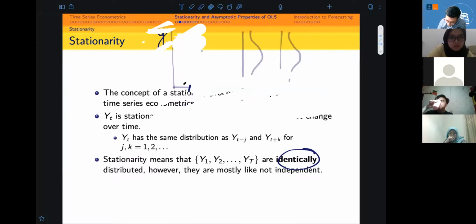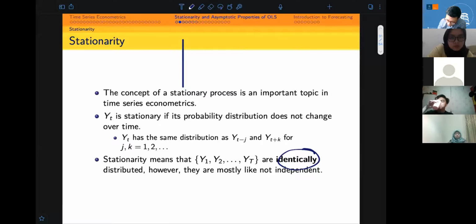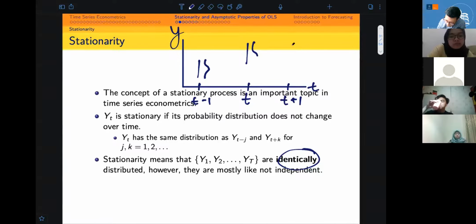Okay. Suppose that this is the time dimension, this is the y variable. Suppose that this is t, t plus 1, t minus 1. So suppose that you have a distribution right here at t minus 1, and then you have another distribution at period t, and then you have a distribution at t plus 1. That's an indication that the distributions are not identical across period. And so since the distributions are not identical across period, then they're more likely to be non-stationary.